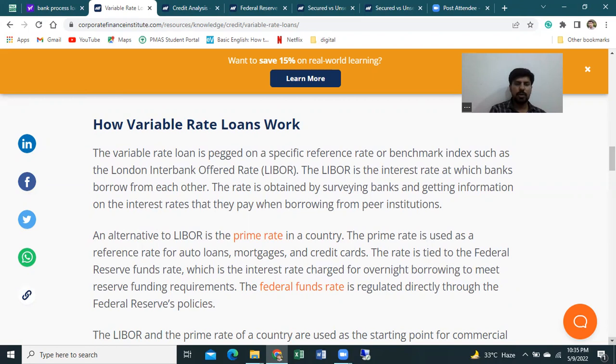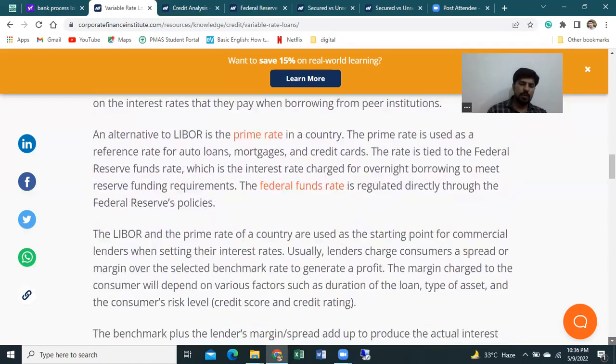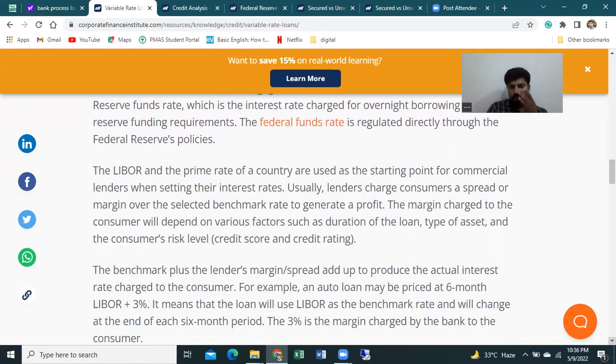As an alternative to LIBOR, the prime rate of the country is used as the reference rate for auto loans, mortgages and credit cards. The rate is tied to the Federal Reserve fund rate, which is the interest rate charged for overnight borrowing to meet the Federal Reserve's policy. LIBOR and the prime rate of the country are used as the starting point for commercial lenders when setting their interest rates.